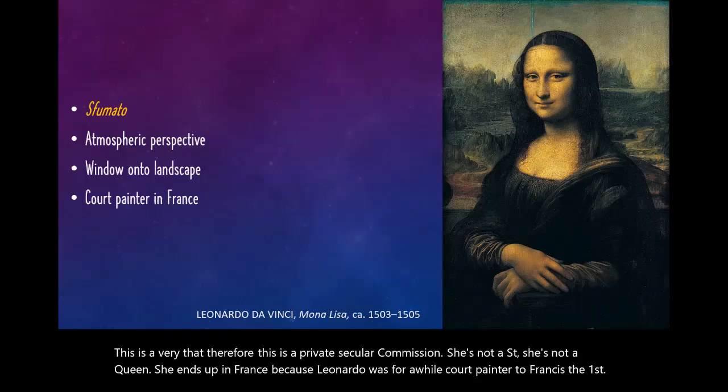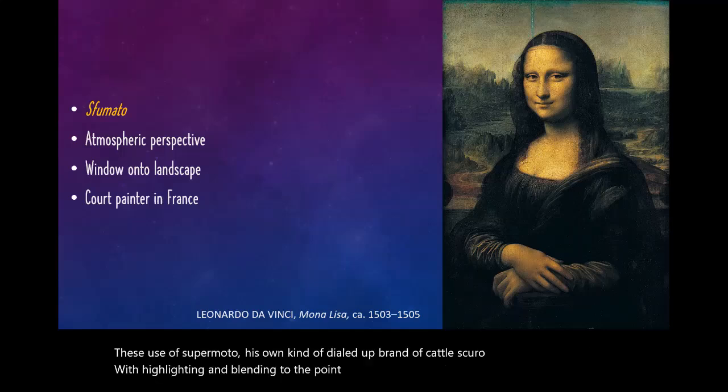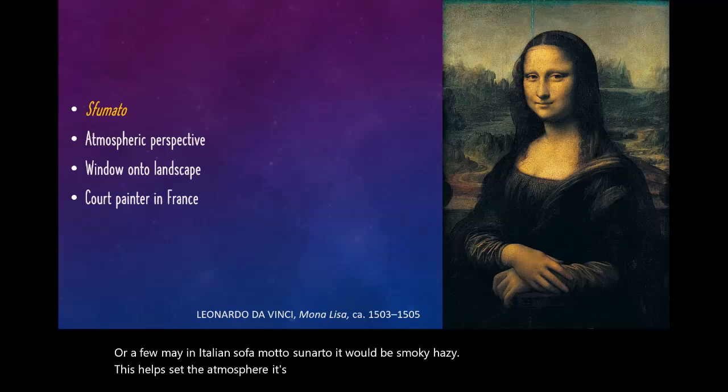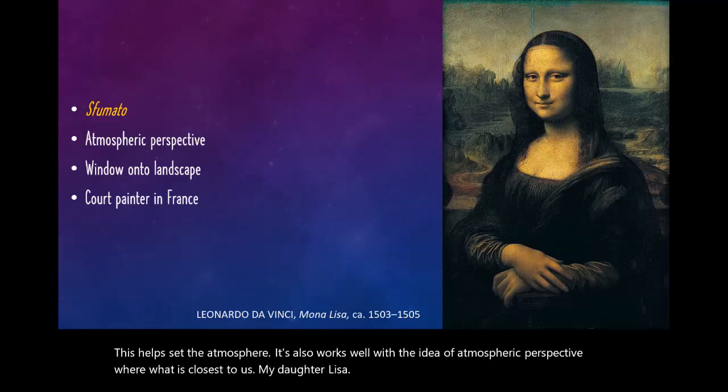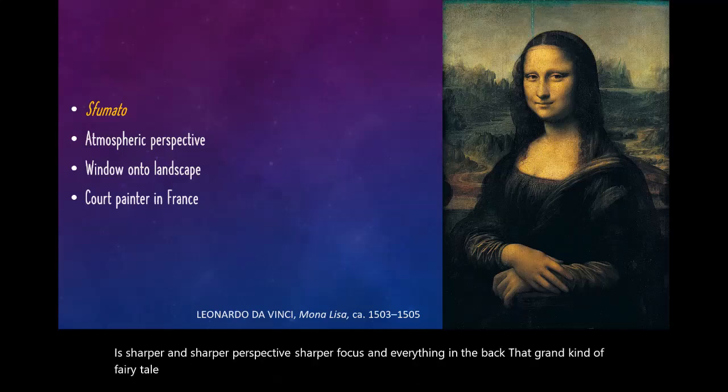His use of sfumato, his own kind of dialed up brand of chiaroscuro, with highlighting and blending to the point that it looks like there's a smoky haze, or fume in Italian, so fumato, sfumato, it would be smoky, hazy. This helps set the atmosphere. It also works well with the idea of atmospheric perspective, where what is closest to us, Mona Lisa, is sharper, in sharper focus, and everything in the back, that grand kind of fairy tale landscape we saw in Madonna of the Rocks, fades away into the distance.